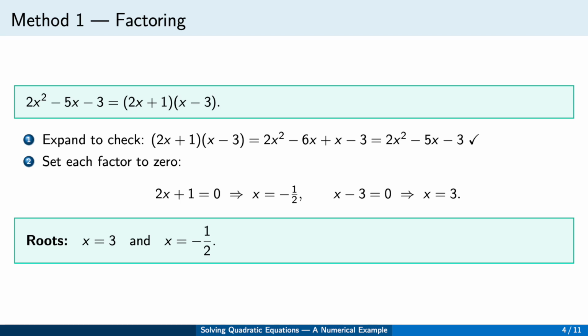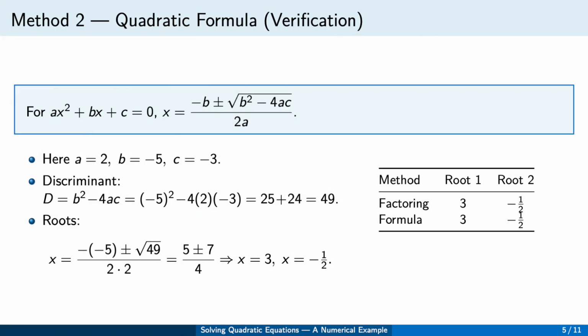Now set each factor to 0. From 2x plus 1 equals 0, we get x equals -1/2. And from x minus 3 equals 0, we get x equals 3. Feel free to pause and re-expand if you like, then on we go. Quadratic formula next as a verification.